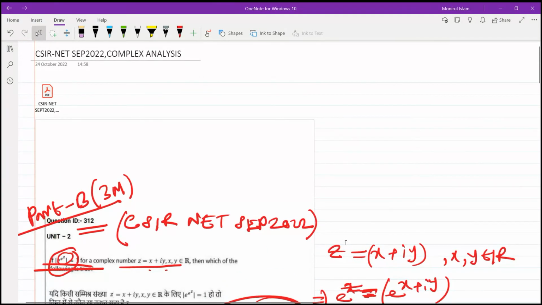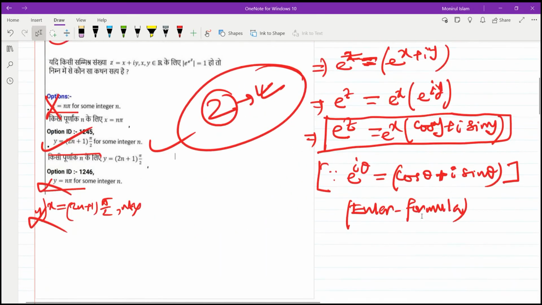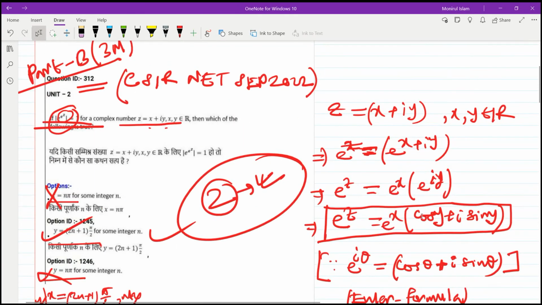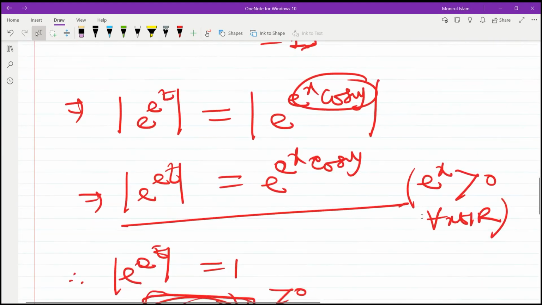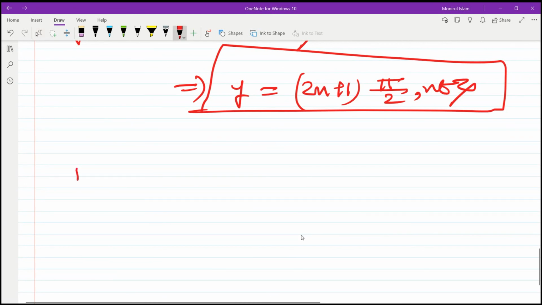So I hope you understand the solution. If you have any doubt, you can always ask in the comment section. I did not use any hard concept in this solution. I've just used a few facts that you have to know.